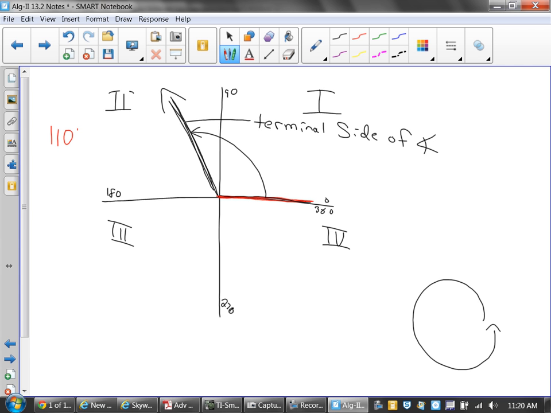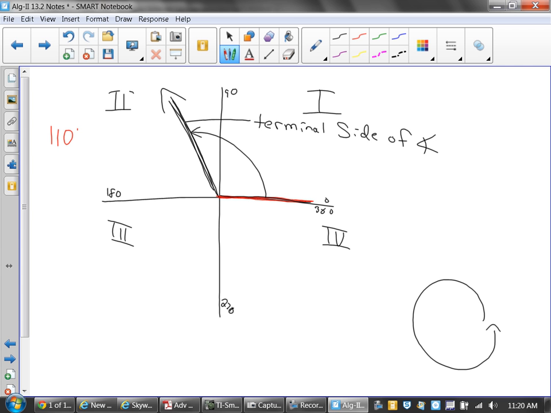Now, the one side will always be the positive values of x. It goes from 0 to the positive side of x on the x-axis. The other side is called the terminal side. It's how much of an angle it is as it's opening up. As we're talking about positive angle measurements, we're always going counterclockwise.